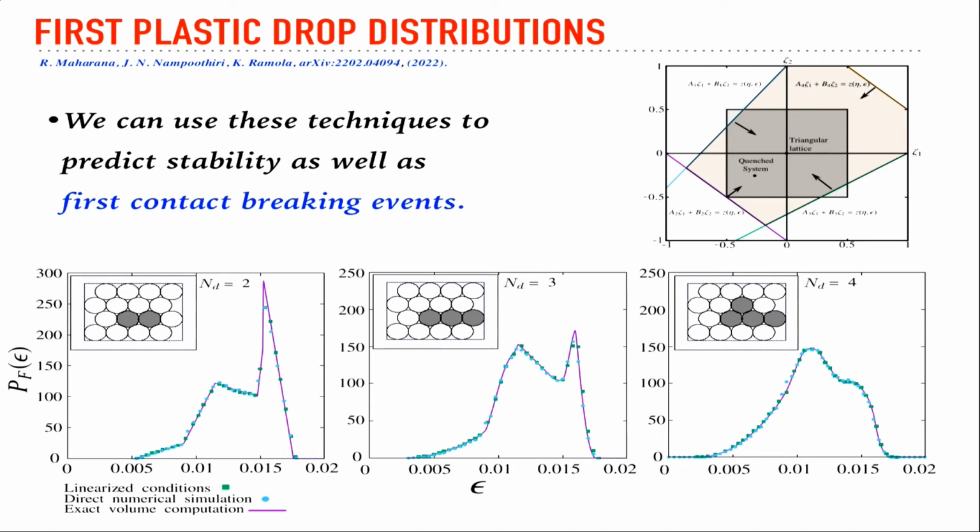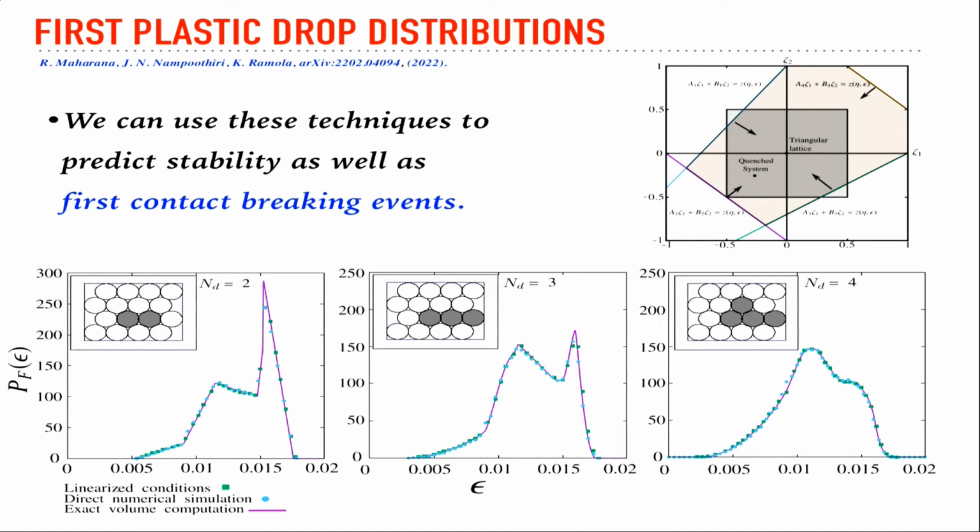I won't go into the details, but each of these lines that I'm drawing here represents one of the contact breaking conditions between particles. And you can then ask, when do these lines intersect this disorder? All you have to do is calculate the volume of the intersection of these contact breaking conditions with the volume of this hypercube of quenched disorder to get the probability of the breaking of a contact for a given amount of disorder in the system.